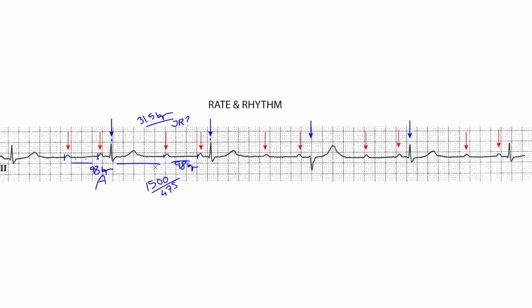Okay, so we have an atrial rate, 98 beats per minute. Supposedly we have an atrial rate, 98 beats per minute. And then we have this 31 and a half happening over here. So let's keep going. What else can I grab off of here? Not much, really. These are about the same.